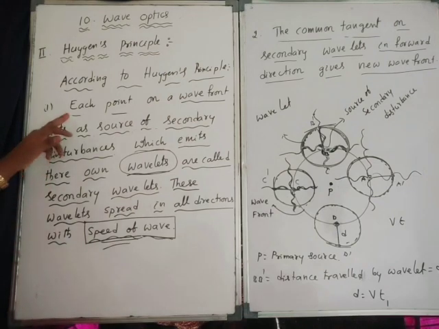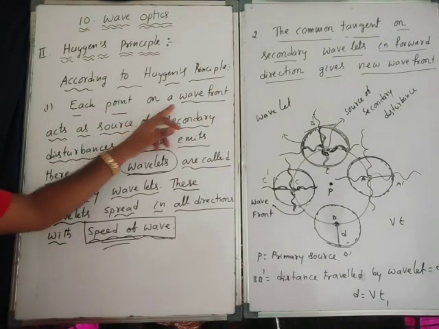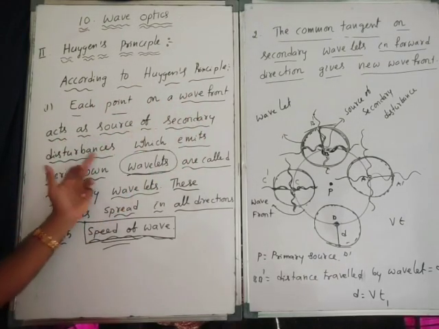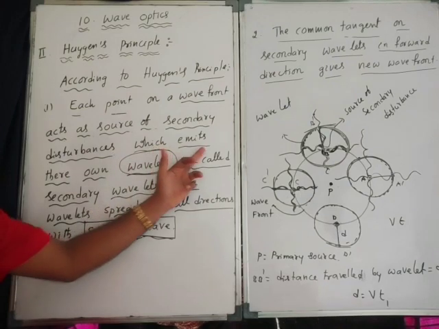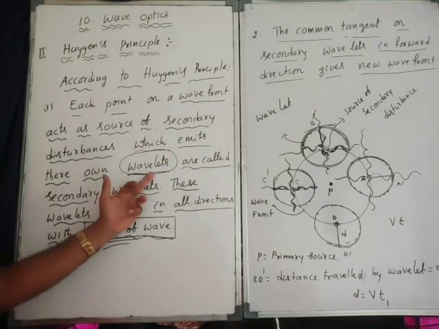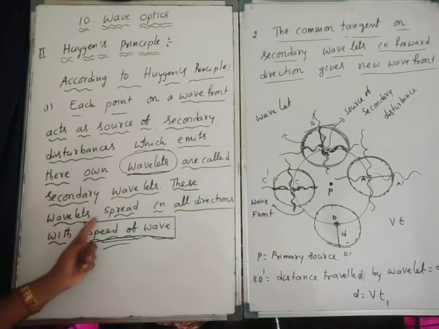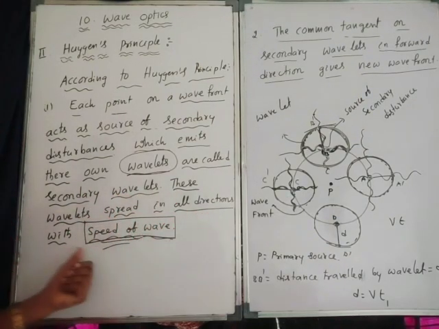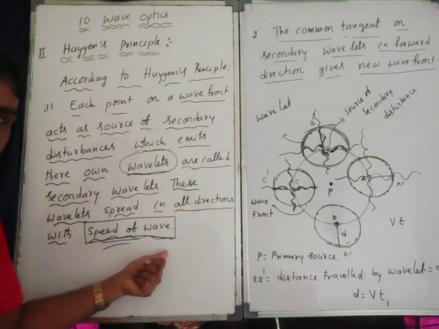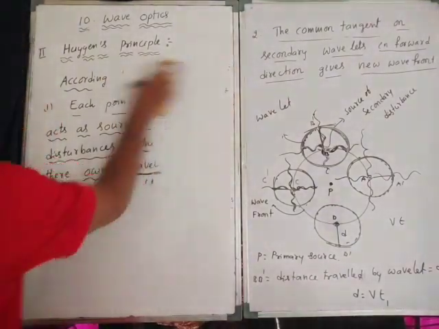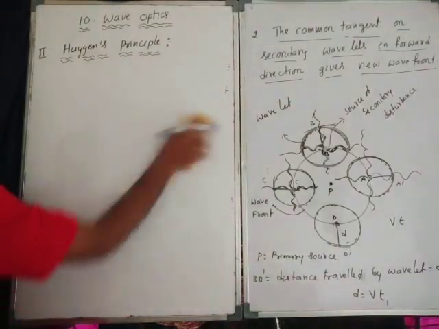Okay, so again, last and final. Each point on a wavefront acts as a source of secondary disturbance which emits their own wavelets, called secondary wavelets. These wavelets spread in all directions with the speed of wave. Very important point, that is the speed of wave.